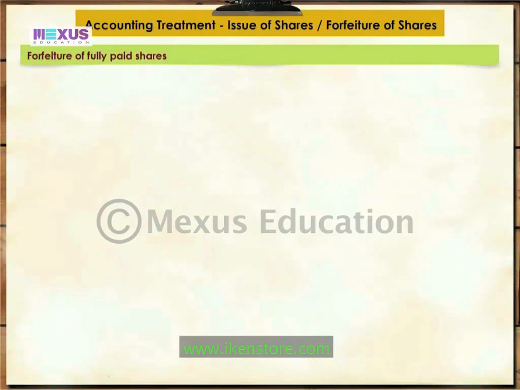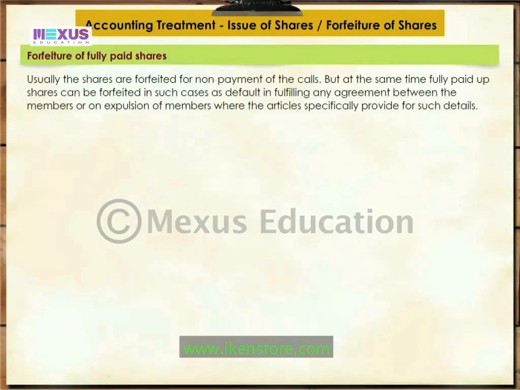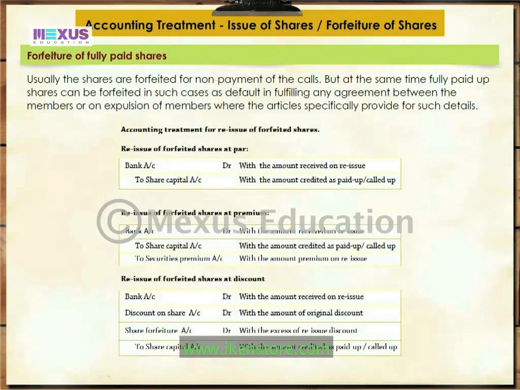Forfeiture of fully paid shares. Usually the shares are forfeited for non-payment of the calls, but at the same time, fully paid up shares can be forfeited in such cases as default in fulfilling any agreement between the members or on expulsion of members where the articles specifically provide for such details. Accounting treatment for reissue of forfeited shares.